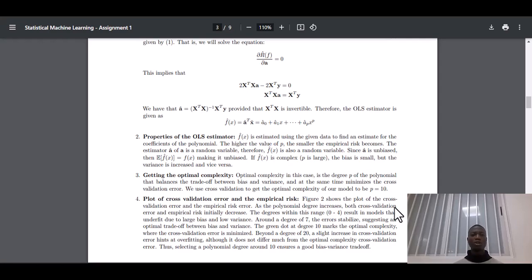The OLS estimator has some properties, which is that it is unbiased and it's also a random variable. So the optimal complexity is just the degree of the polynomial that balances the trade-off between bias and variance. And to do this, we employ the method of B-fold cross-validation. This simply means we are splitting our data into B folds and leaving one out, training on the others, and coming back to test on it and calculating the cross-validation error. This is repeated on all degrees, and the average cross-validation error is calculated. The one that minimizes the cross-validation error is picked as our optimal complexity.